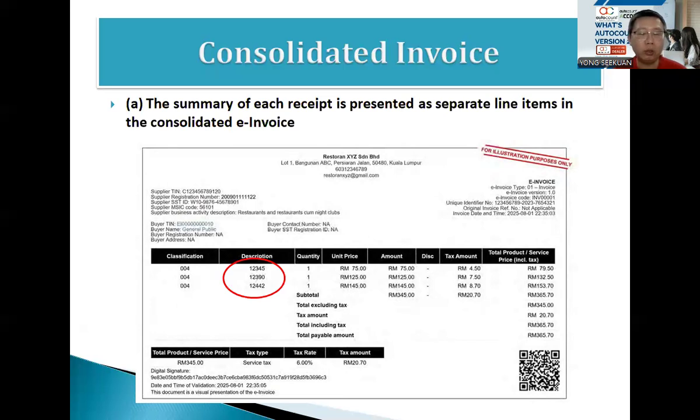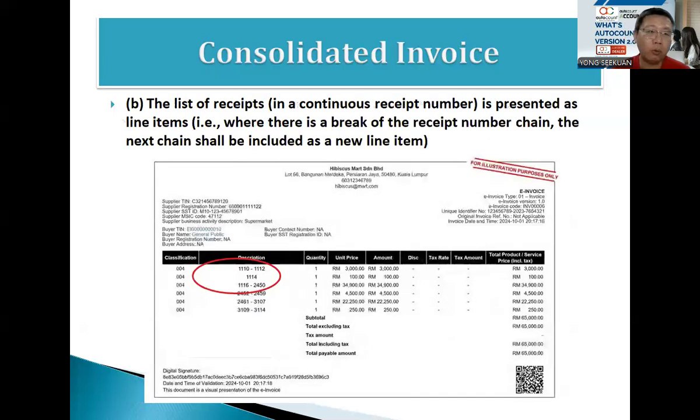So we will use this method in our account lah. I believe most of the systems wouldn't use this method, because let's say in one month you have 1,000 invoices, then you will have 1,000 lines in this consolidated invoice. So we will use the list of the receipt.